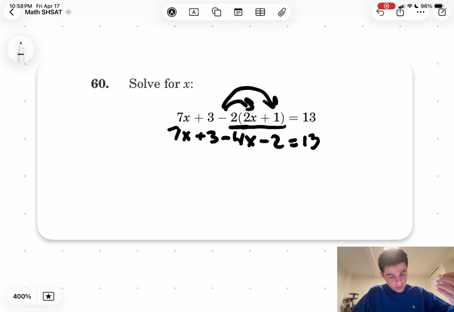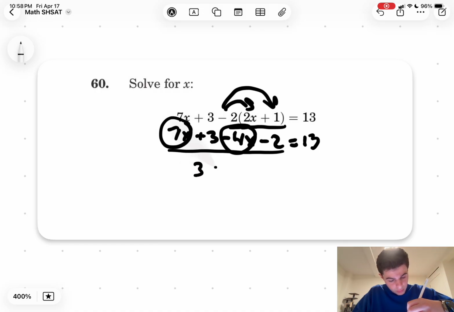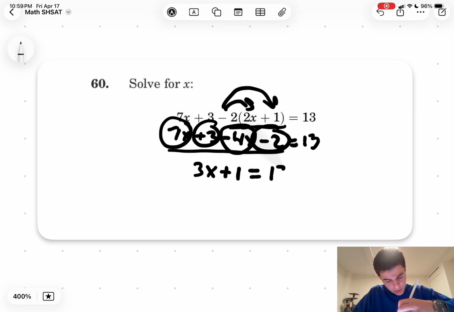Now, our next thing in our order of operations, because these are all the same level of operation, we can just do everything. There's no multiplication or division or anything here. It's all just adding and subtracting. So 7x minus 4x is going to be 3x. And then 3 minus 2 is going to be plus 1 equals 13.